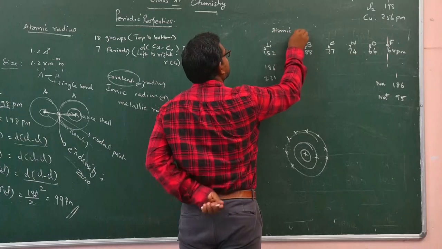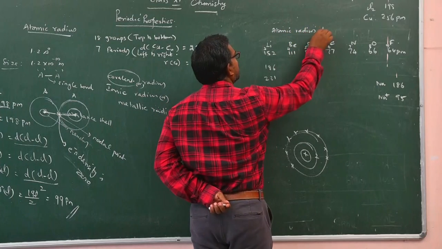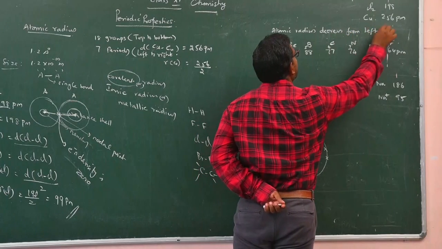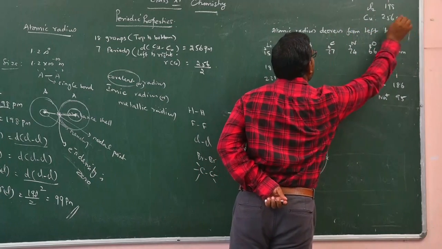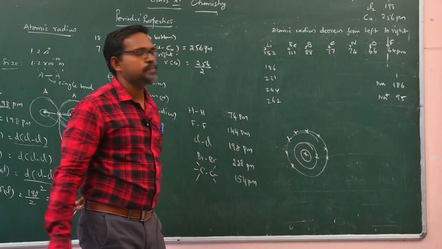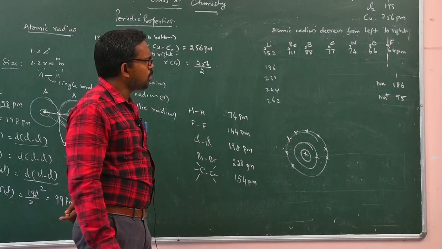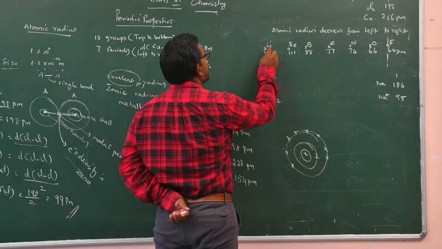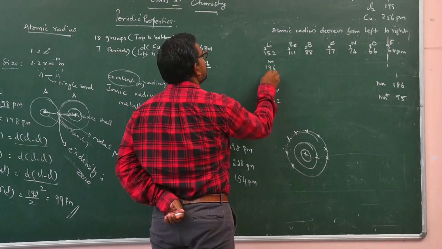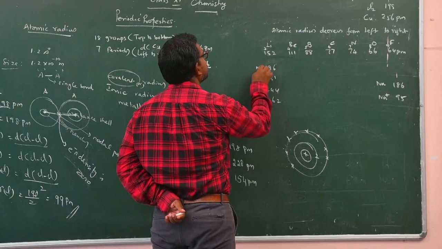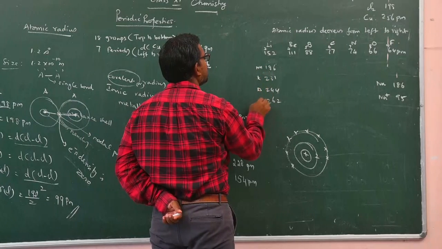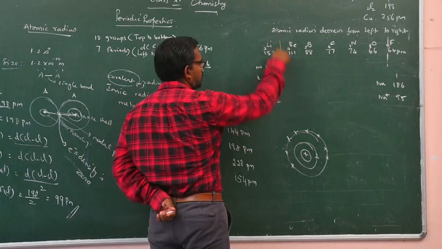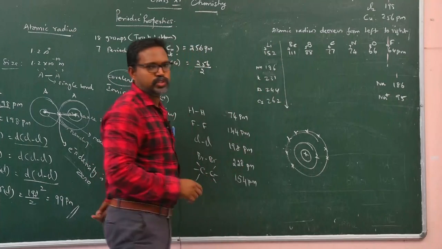Atomic radius decreases from left to right. So what about top to bottom? As we move in the group: lithium, sodium, potassium, rubidium and cesium. Look at the data. The size of an atom increases from top to bottom.